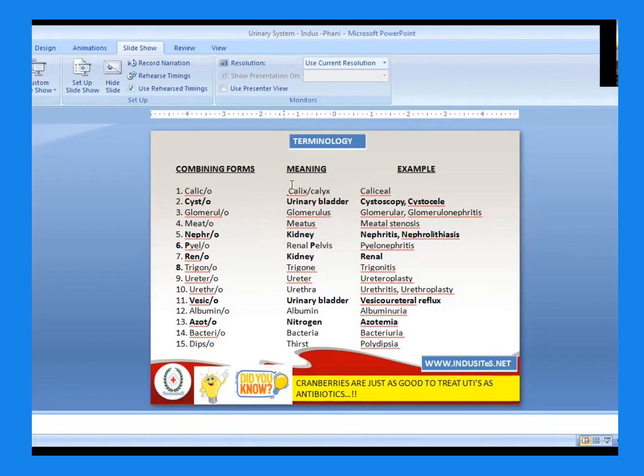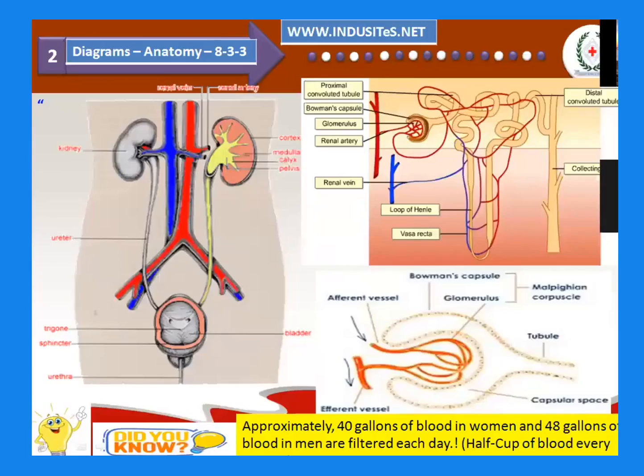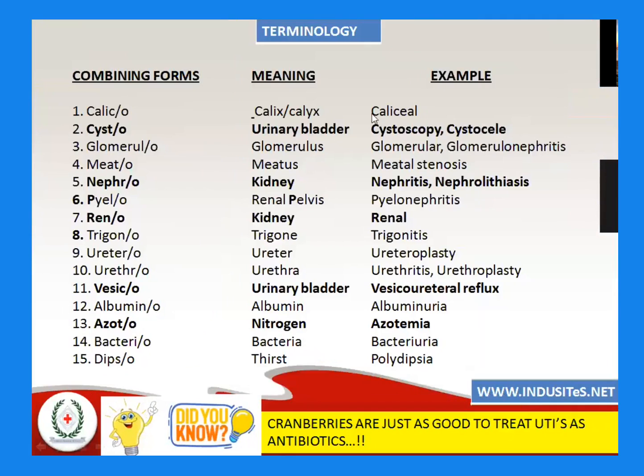Here we have combining forms, meaning, and example. I want you to make a note of it. Write down calico first. Calico stands for calyx. It is calicial. If you break it down, EAL is the suffix, whereas cali is calyx, that is the renal calyx. EAL means pertaining to or related to. So calicial is pertaining to or related to the calyx.